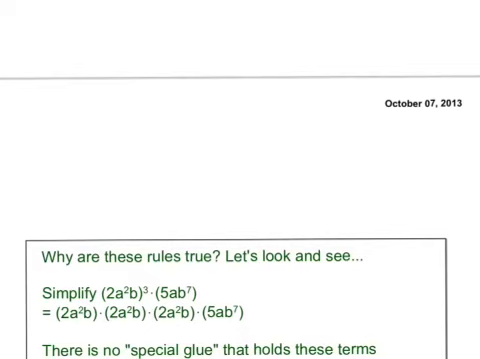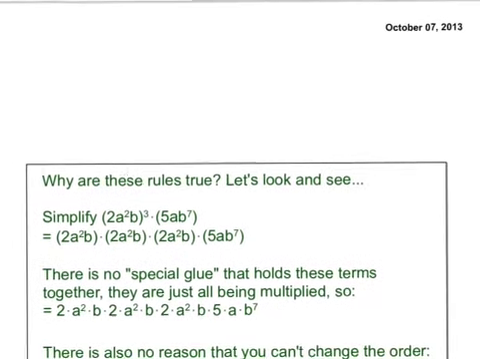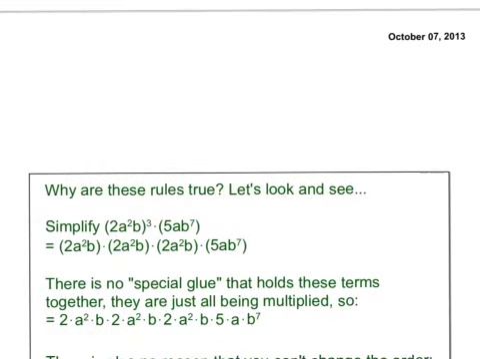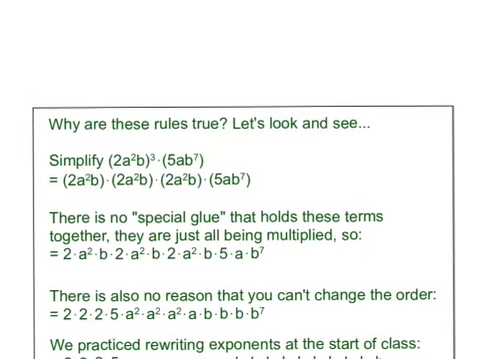Your next step is rearranging. So there's no special glue. There's nothing holding everything next to each other because we're just multiplying everything. So I'm going to take what we have and just kind of split it apart and then reorganize it. So I have all the 2's together and the 5. I have a's, b's, and so forth.